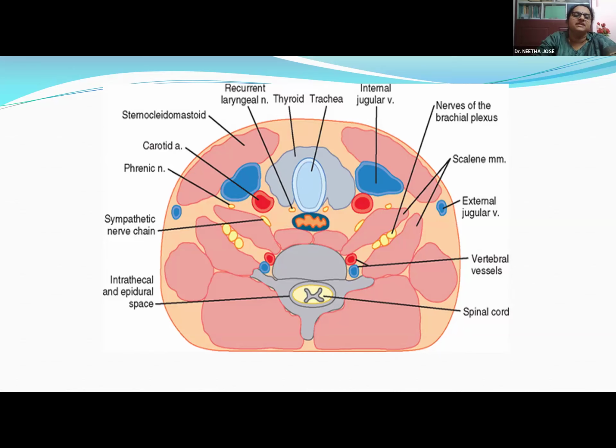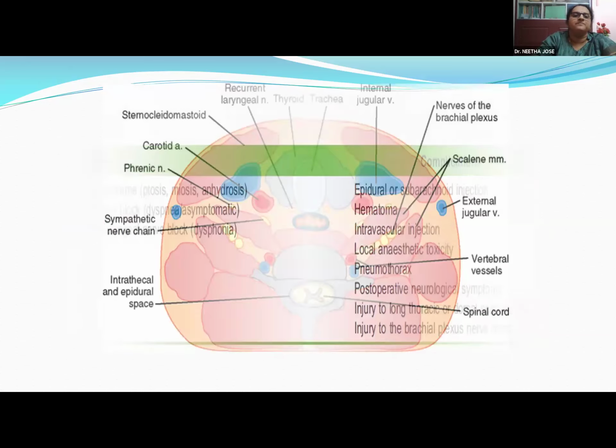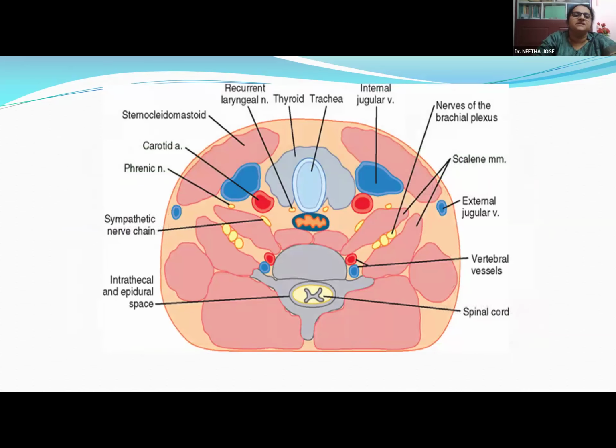And here you can see phrenic nerve anterior to the anterior scalene. And this is a sympathetic trunk. This is thyroid gland, trachea, esophagus, and you have recurrent laryngeal nerve here. So if drug spreads to the phrenic nerve, it can lead to phrenic nerve palsy and hemidiaphragmatic paralysis. And if it spreads to sympathetic nerve, it can lead to Horner syndrome, and recurrent laryngeal nerve, it can lead to hoarseness of the voice.